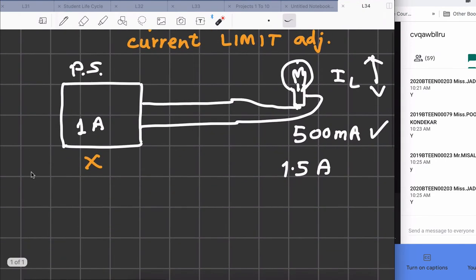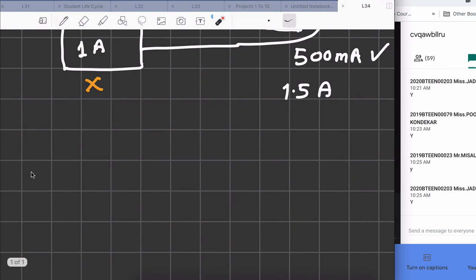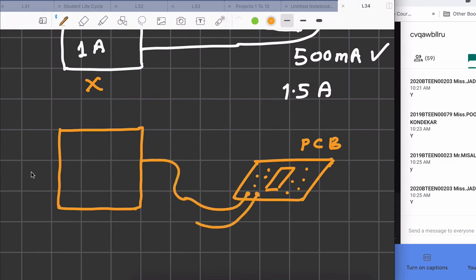Suppose you want to test a new circuit. Why is current limit required? Let me show you. Suppose you have developed a microcontroller based circuit. Suppose this is the PCB. There is the chip and a few more things on the board. And to this board you are giving power supply, connecting the power supply to this, plus and minus.